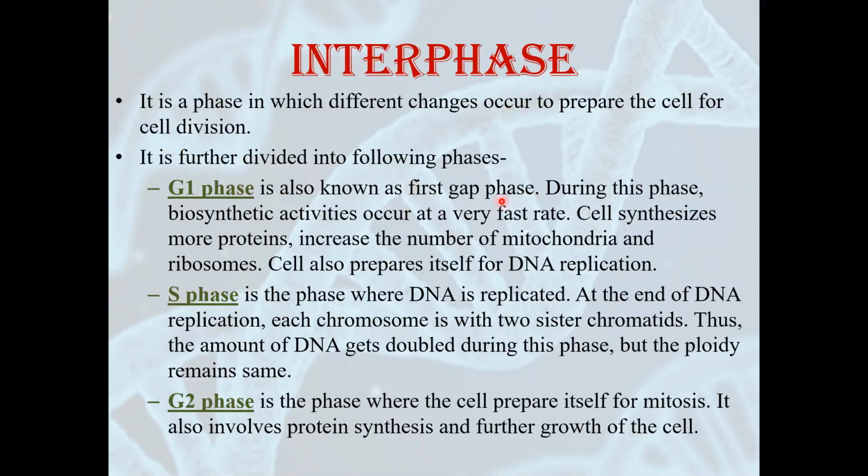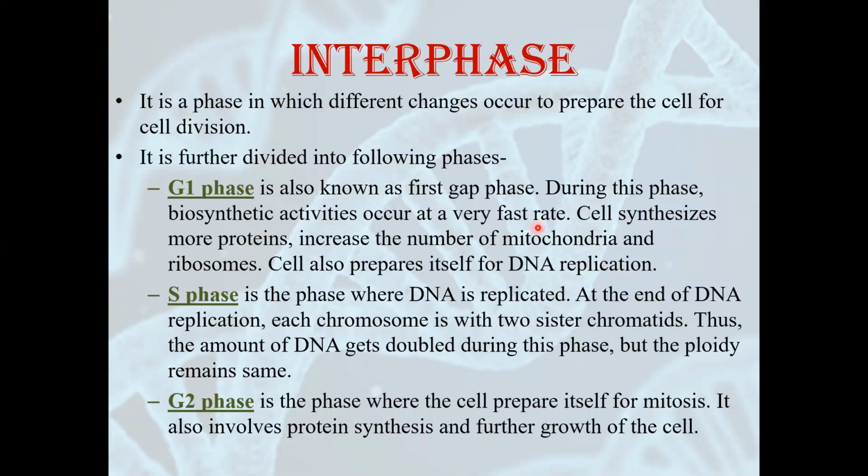What happens in G1 phase? Biosynthetic activities occur at a very fast rate. Cell synthesizes proteins. Cell increases the number of mitochondria and ribosomes. Now, why is the cell doing all these activities? The cell is actually preparing itself for DNA replication.